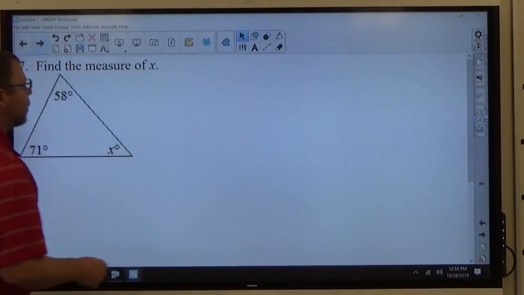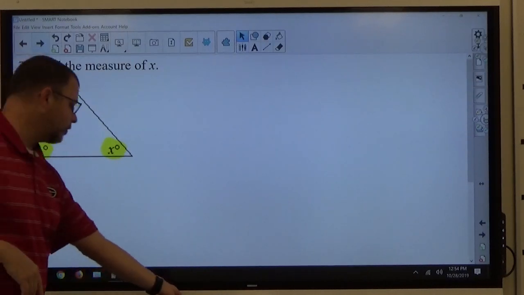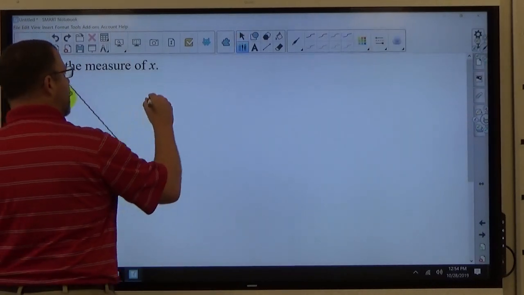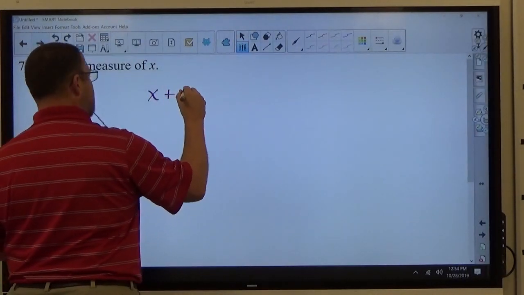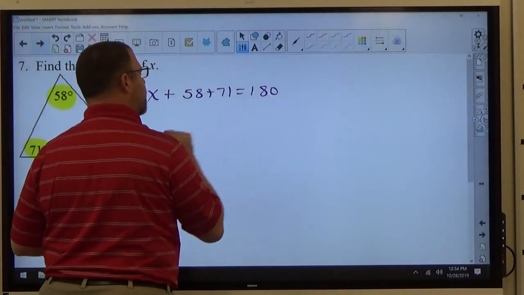The triangle angle sum theorem states that the three angles inside a triangle have to add up to 180 degrees, so we can see that we know two of the three angles. So I can make the true equation off this one, that x plus 58 plus 71 is equal to 180.